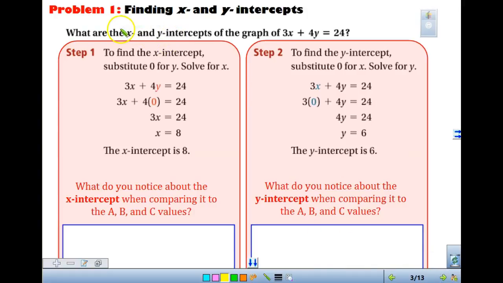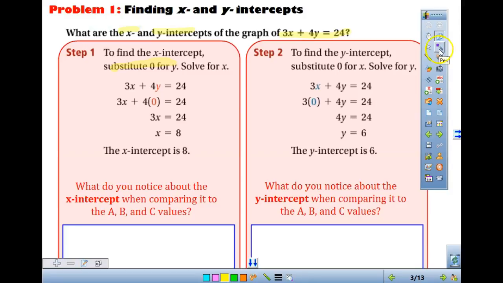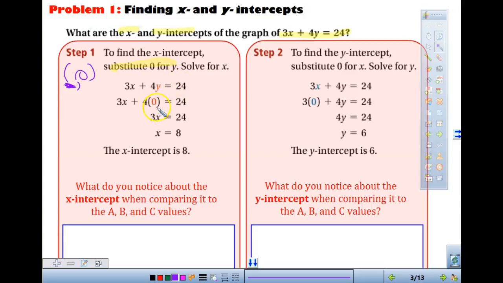So we start off and it says, what are the x and y-intercepts of an equation? Now, the x-intercept is when y is 0, and we're trying to find the value of x. The easiest way to do it is to replace the y with 0 in that same equation. 4 times 0 is 0, 3x equals 24, x is 8. So our x-intercept is 8, and we could write it as an ordered pair, (8, 0).